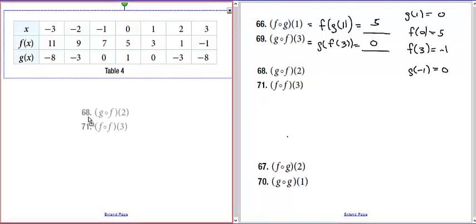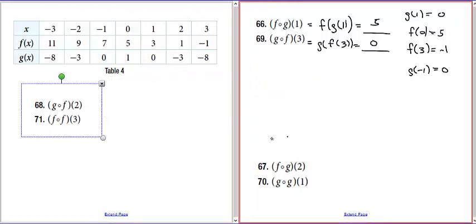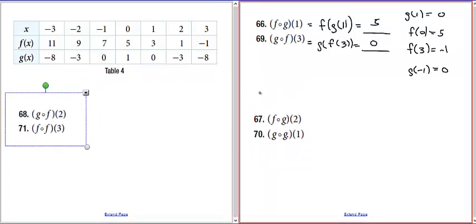Let me just move this over here so we get a little more space for all the answers. Okay, let's do this one next. So we have f of g of 2, something. So we're going to do g of 2. So x equals 2. G of 2 is -3. Then we do f of -3. So -3, we go to f, which is 11.